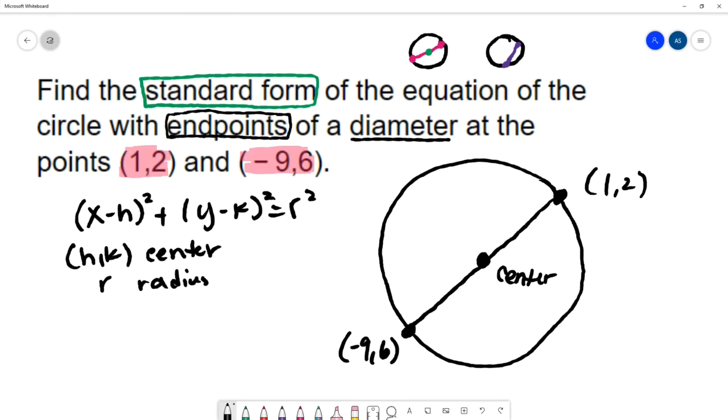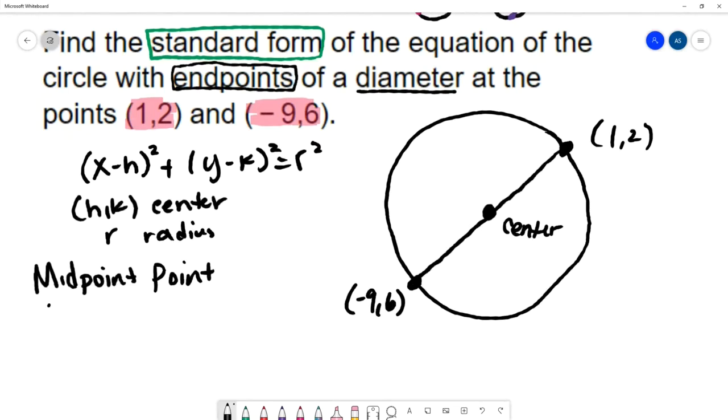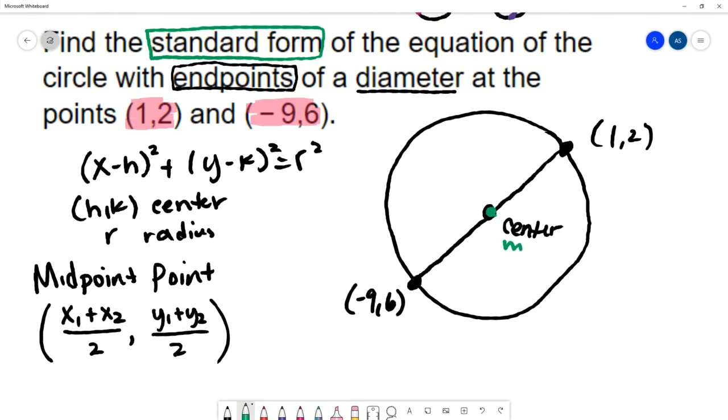So if we want to find the center, we can use the midpoint formula. Finding the midpoint is averaging the x values, add up those x values and divide by 2, and add up the y values and divide by 2, and you're going to find the center of the circle. You're going to find the midpoint, which is our center.